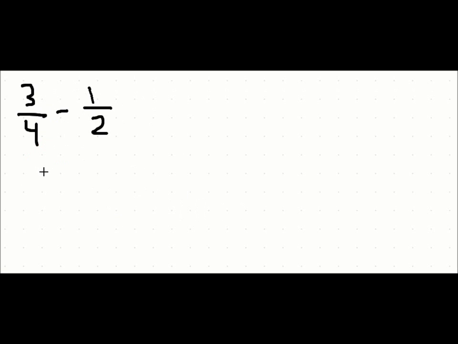Now we will move on to a different problem. Instead of addition, this is going to be a subtraction problem. You follow a similar type of method. Even to solve the subtraction problem, you just need to pay attention to the sign. So just like the other problems, we first need to find a common denominator. In this case, 4 times 2 would be 8.